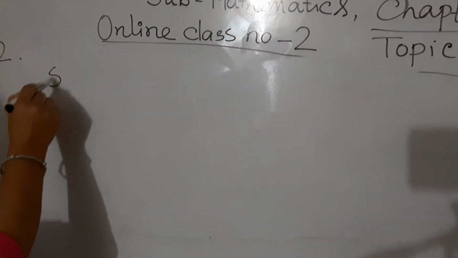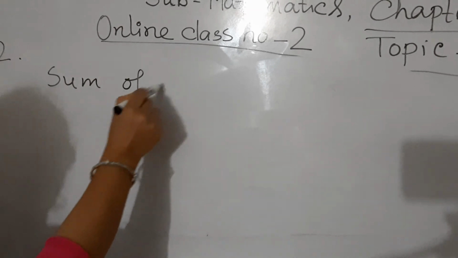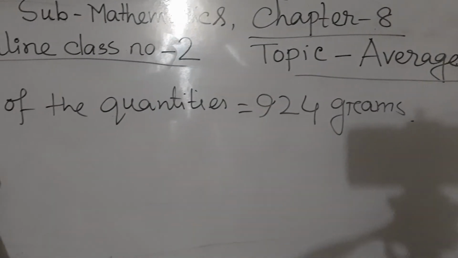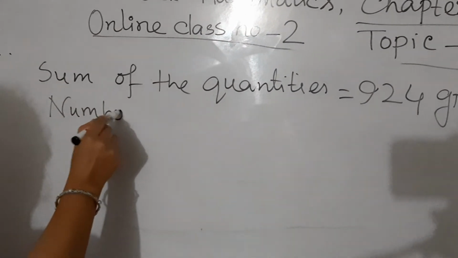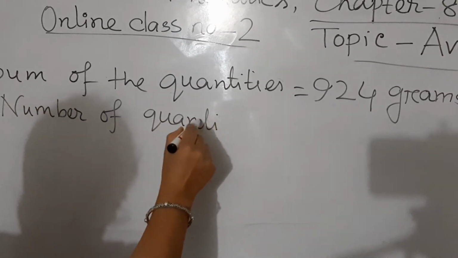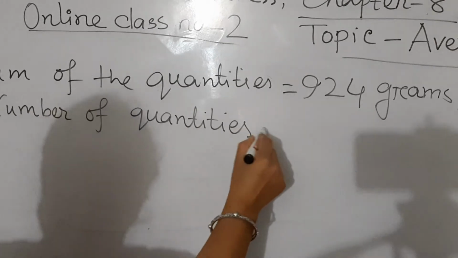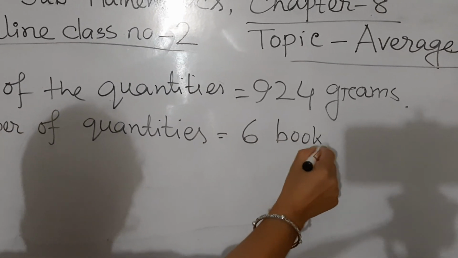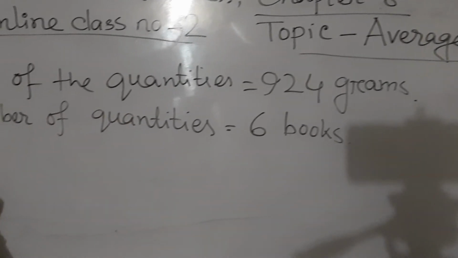That is, the sum of the quantities is 924 grams. You see, look in your book please. And the number of quantities is 6, that is 6 books. So the average is what?